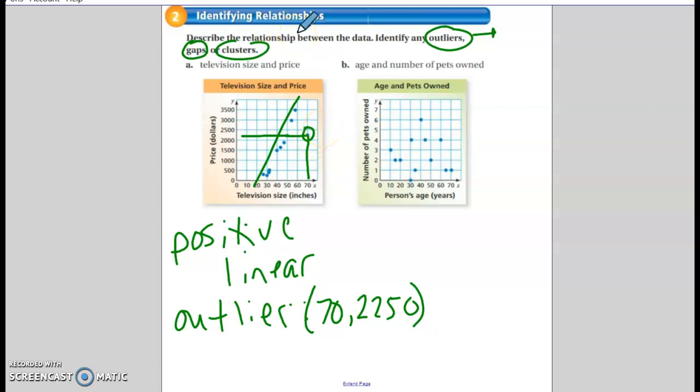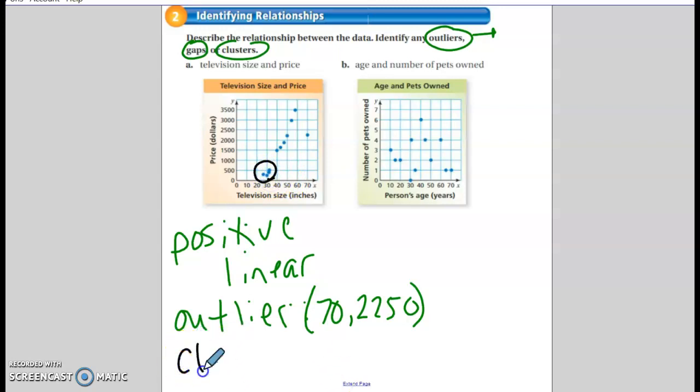Gaps or clusters are exactly what they sound like. Clusters are a bunch of points that are clustered together. So there's a cluster there. And a gap would be if there is a space, like a significant space between any of these points. So here's a space here. So we'll say a gap at around on the x-axis at about 30. Ooh, I said gap. I meant to say cluster.